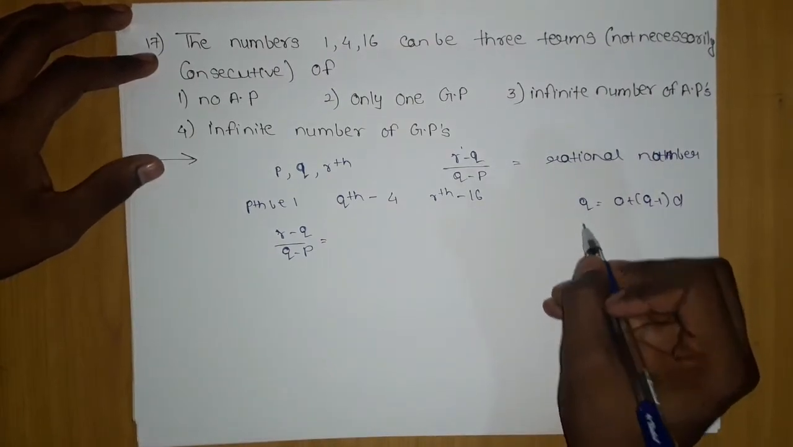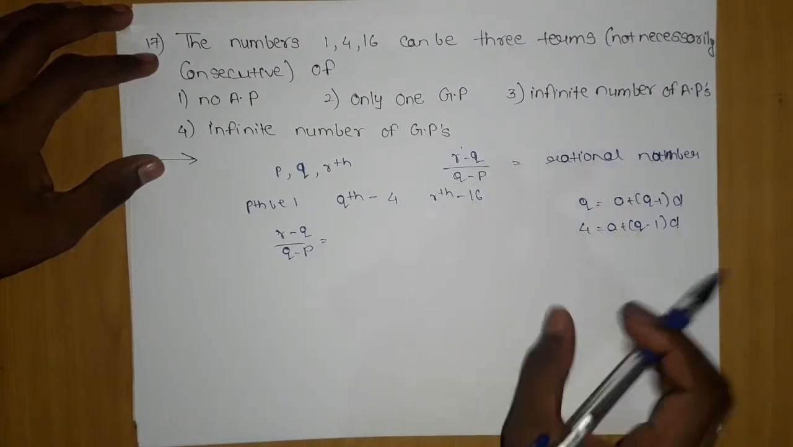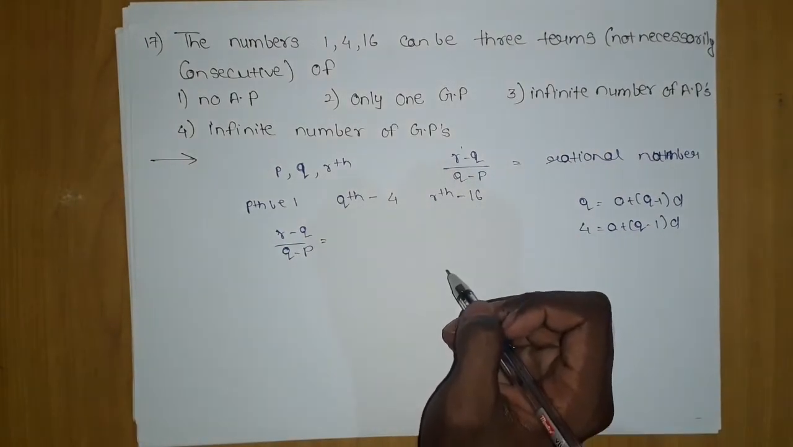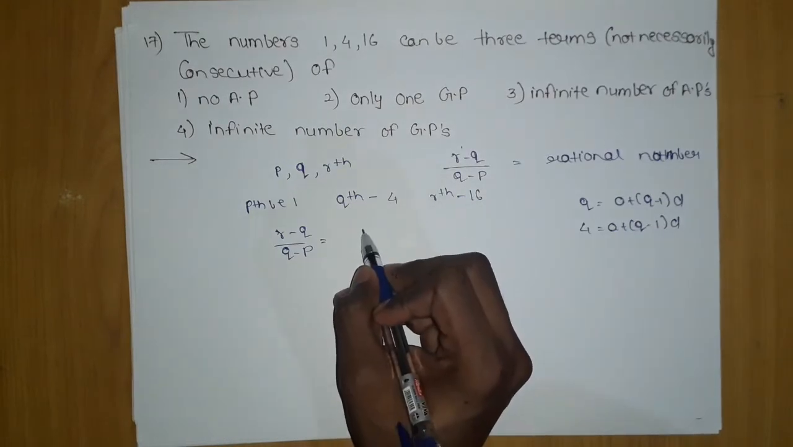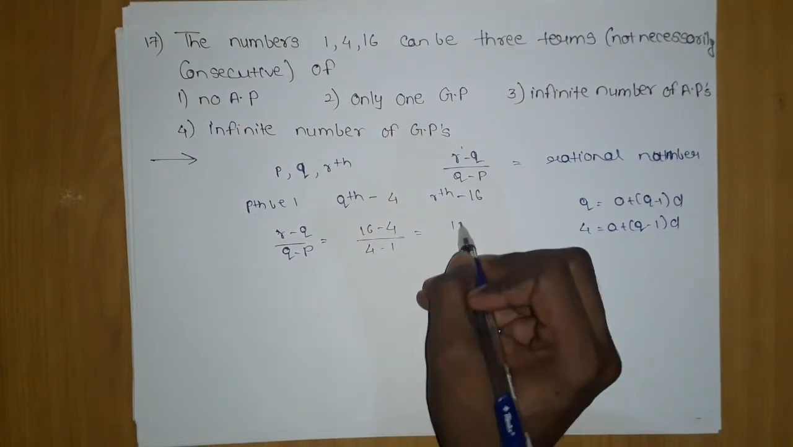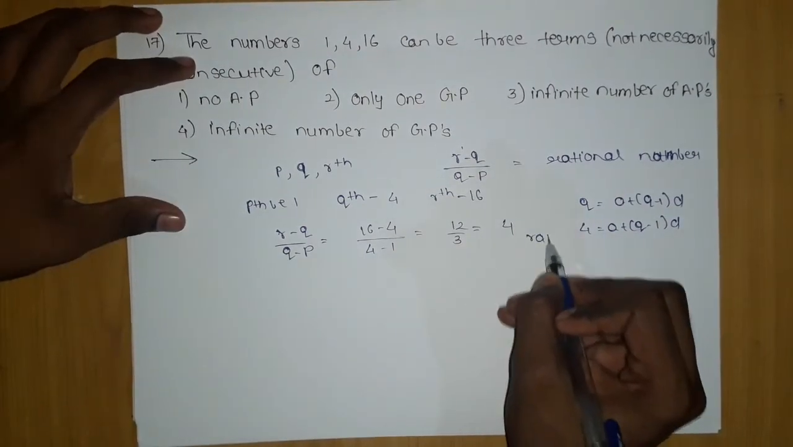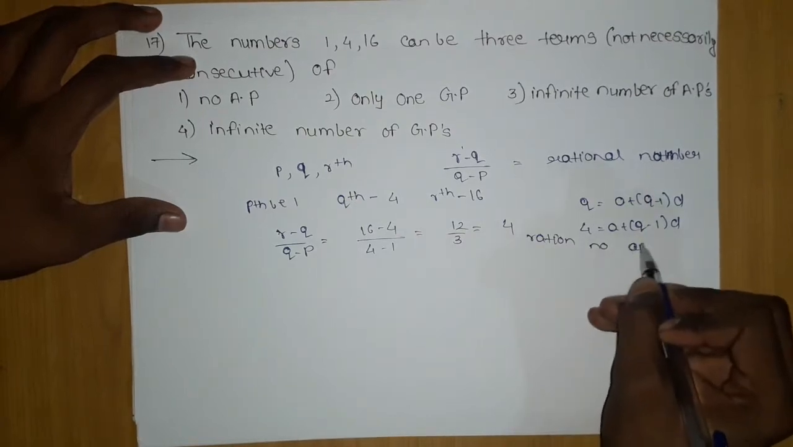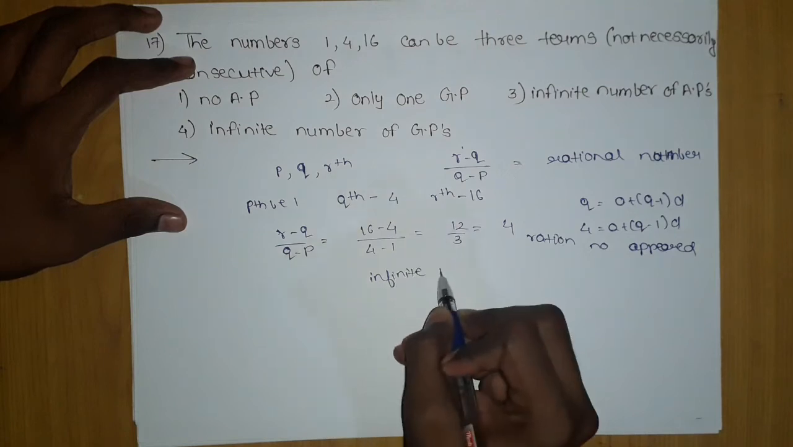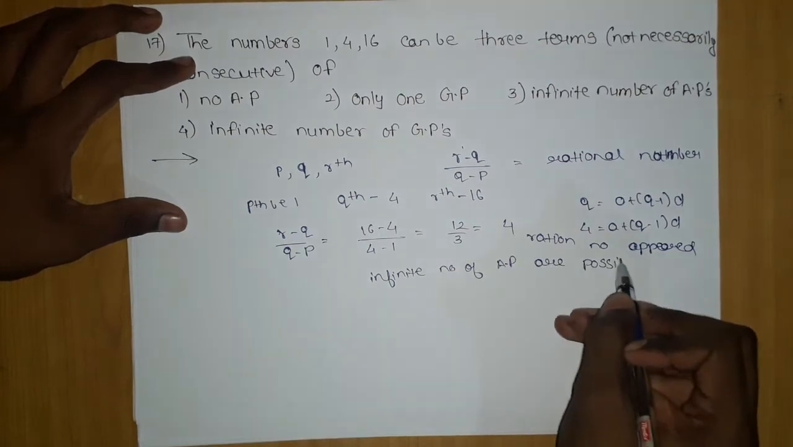This is nothing but the qth term: 4 equals a plus (q minus 1) into d. If I subtract, I will get only 16 minus 4 upon (q minus 1)... so here it will be 12 upon 3, which is nothing but 4. So a rational number appeared, which means an infinite number of APs are possible. Okay, so we have verified this.